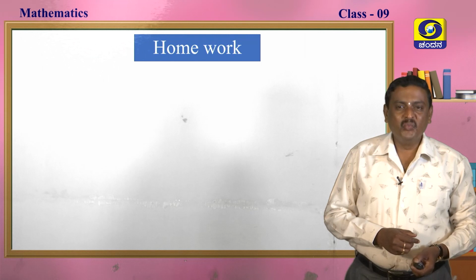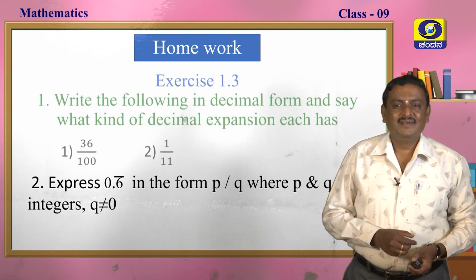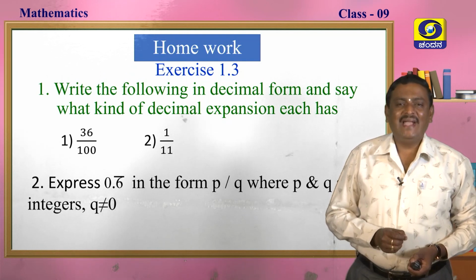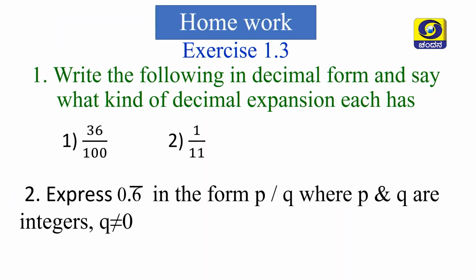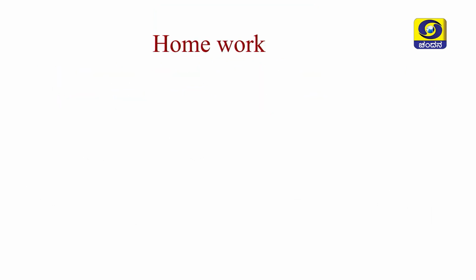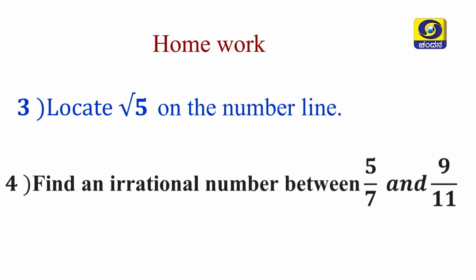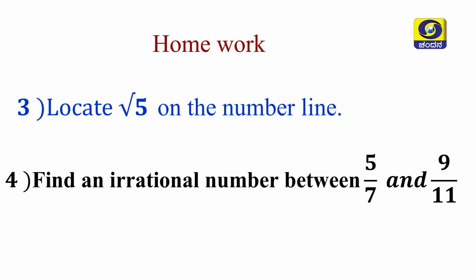Now, it is time for homework. Exercise number 1.3. Write the following in decimal form and say what kind of decimal expansion each has. The first one is 36 by 100, second one is 1 by 11. Express 0.6 bar in the form of p by q, where p and q are integers, q is not equal to 0. Locate root 5 on the number line. Find the irrational numbers between 5 by 7 and 9 by 11.